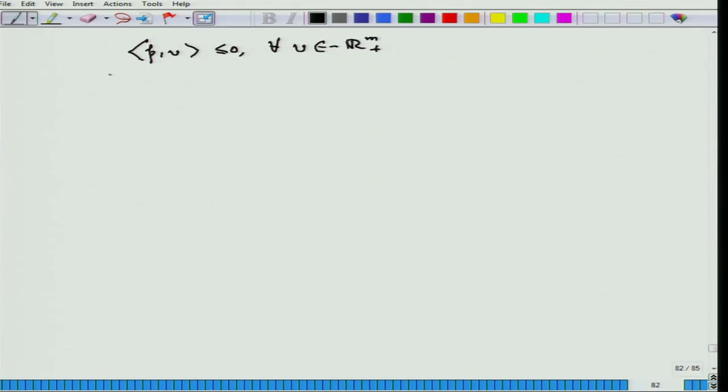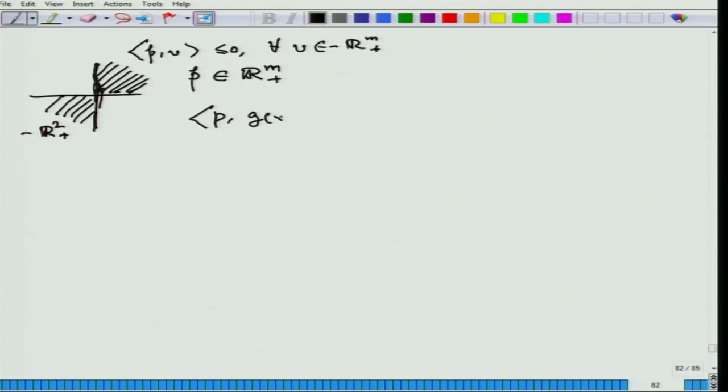So, for every vector in minus Rm plus, this p of v has to be less than or equal to 0. Basically, find all the vectors p. This is your R2 minus R2 plus. So, find all the vectors p which form an obtuse angle with elements here, which means all the vectors here. Basically, this implies p is an element of Rm plus. Now, what do I have? That now shows that p is an element of Rm plus and p of g x bar is strictly bigger than 0.